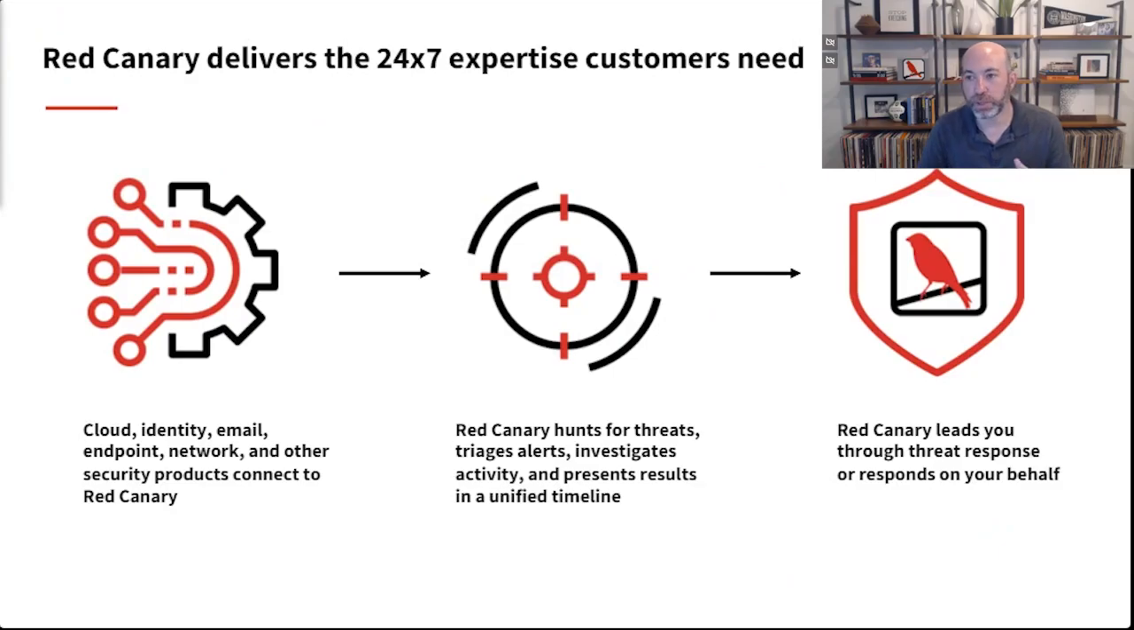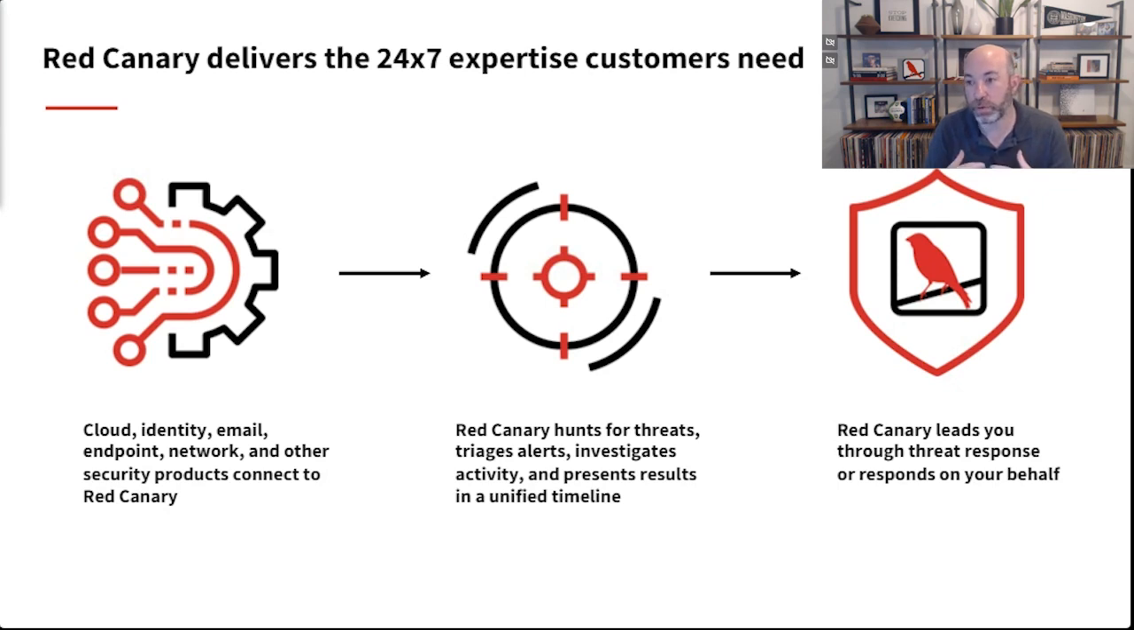Well, it's pretty simple. First, we take in data from the tools you already own. So you don't have to buy new security tools, but we take the data, the alerts, and the telemetry from your cloud tools. Those are your cloud control planes, your identity tools. So that would be everything like identity access management, authenticators, email providers, endpoints. So like your EDR, XDR tools, your networks, think your NDR, your firewalls, and many, many more tools. We'll ingest those into our environment.